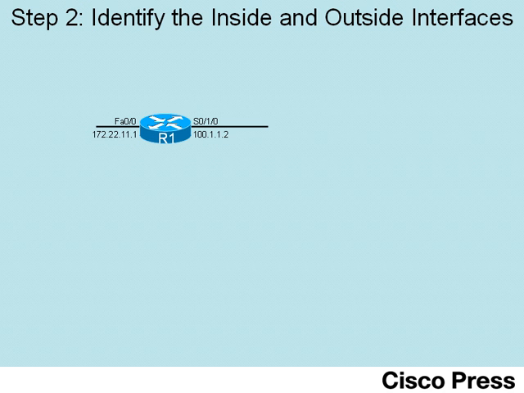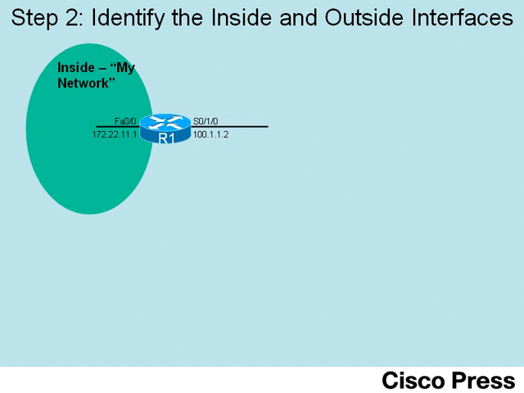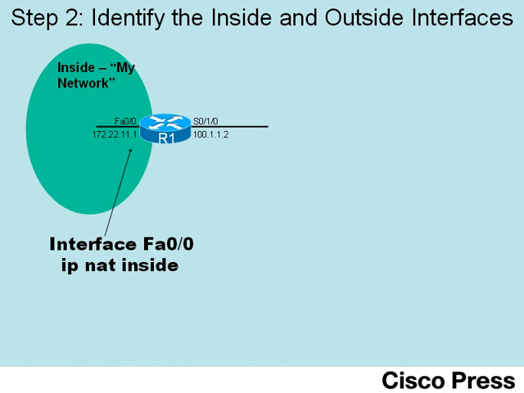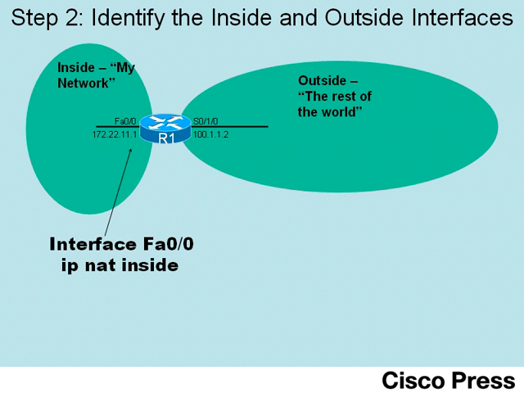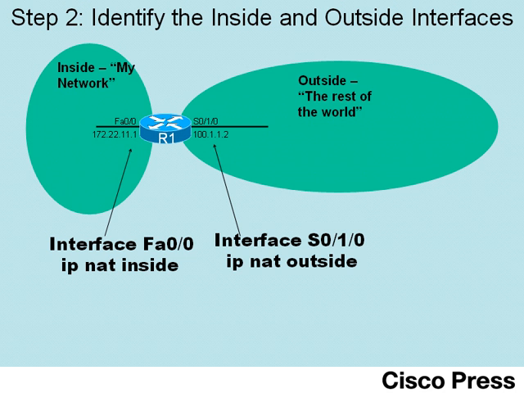Next, let's take a look at the configuration used on R1 to perform the NAT functions you just saw. First of all, you have to tell router 1 which of its interfaces are in the inside part of the network and which are outside, and that tends to be relatively simple. All you need to do on router 1 on its inside interfaces is add the ip nat inside interface subcommand, and on the outside interfaces, like the serial interface on the right, use the ip nat outside command.